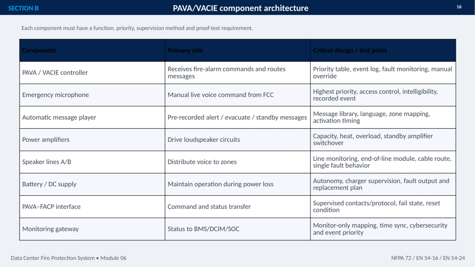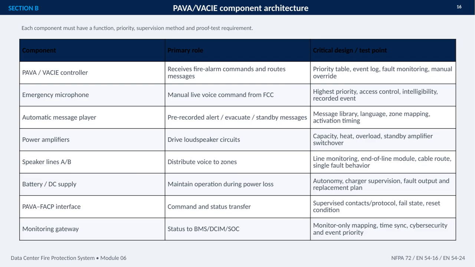Power amplifiers must support the required load, manage heat and overload, and provide standby changeover when applicable. The speaker circuits are monitored through lines A and B, with attention to end-of-line devices, cable routing, and single-fault behavior. Battery and DC supplies preserve operation during power loss, so autonomy, charger supervision, and replacement planning are essential.